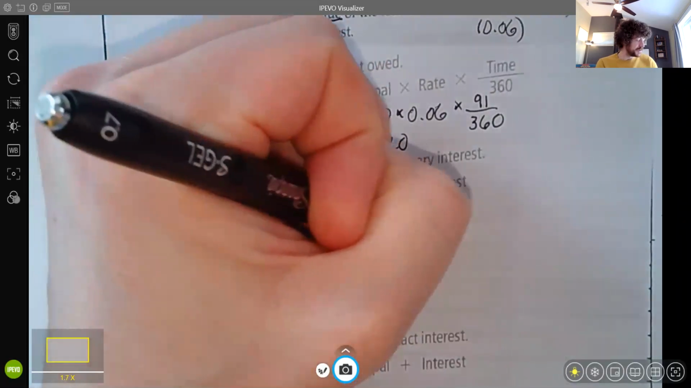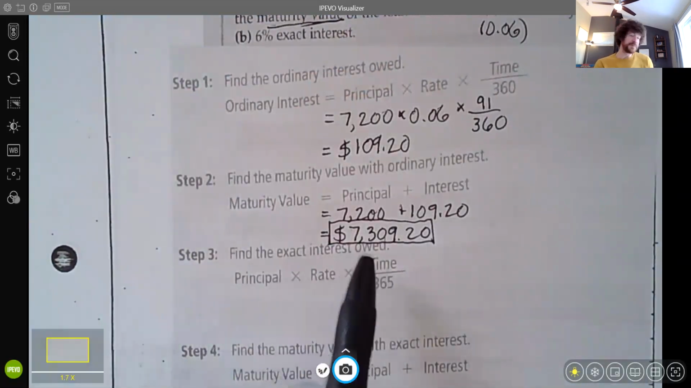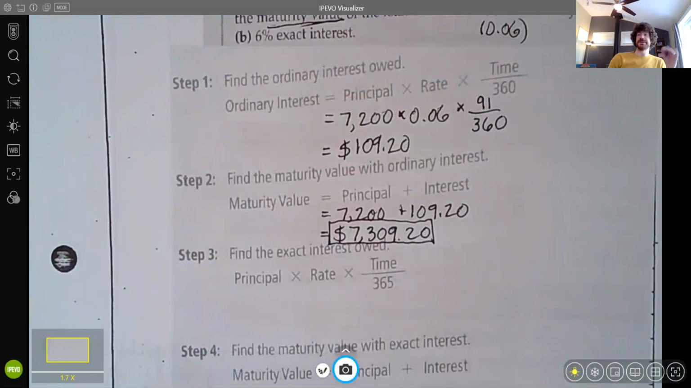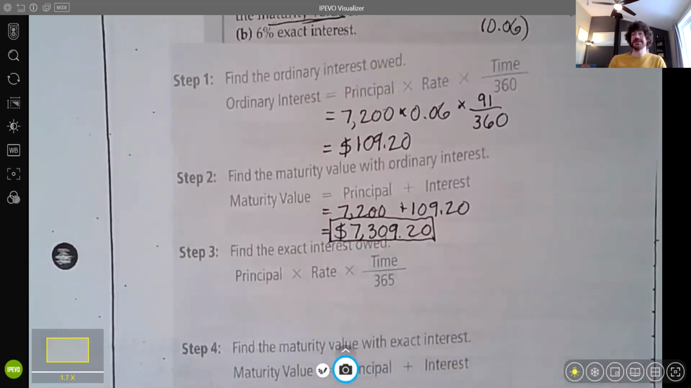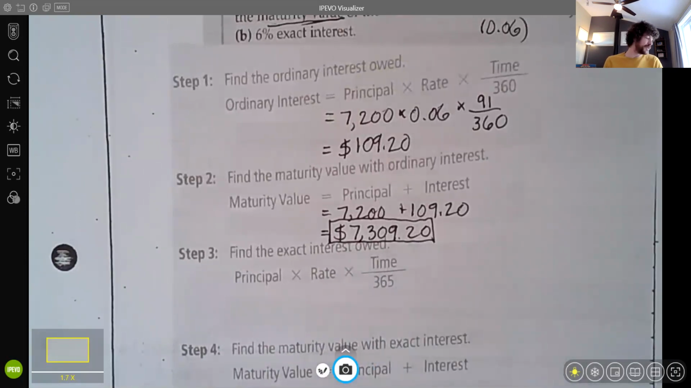So if she takes that loan for 91 days, she will be told by her bank, hey, we'll give you this 91-day loan for $7,200. At the end of the 91 days, though, you owe us $7,309.20. So over those 91 days, it's going to earn that much in interest. So that is how this is calculated for ordinary interest.